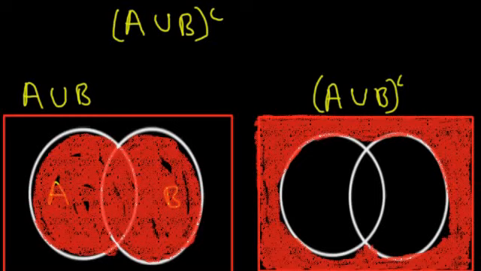Hopefully you guys are now getting how to figure out exactly which regions you have to shade, depending on the particular operations given to you. Let's try to work more examples.